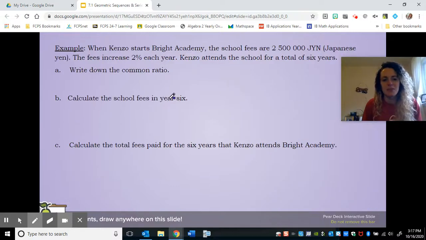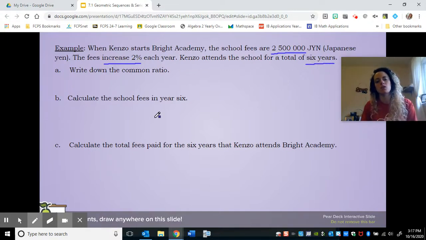Final example, good old word problem. When Kenzo starts Bright Academy, the school fees are 2,500,000 Japanese yen. The fees increase at 2% each year, and he attends the school for a total of 6 years. So first, we have to write down just the common ratio.